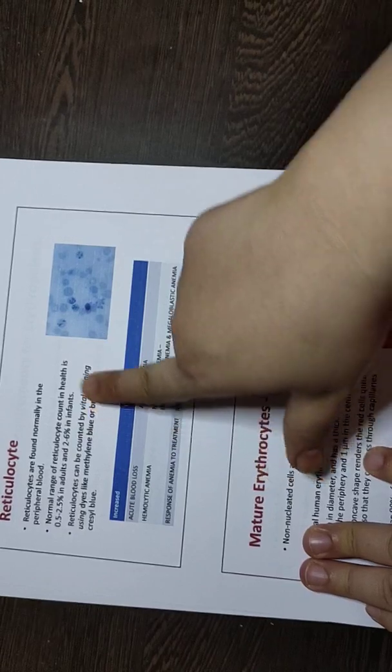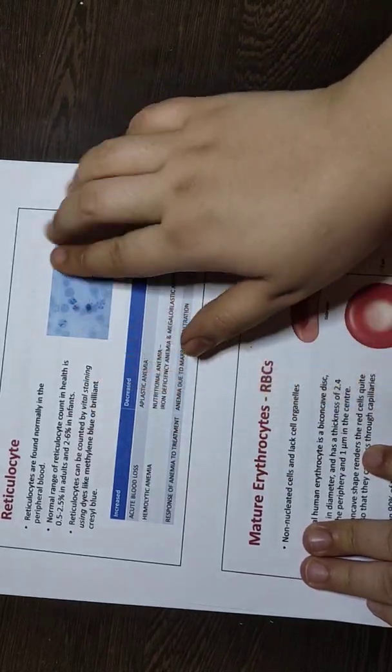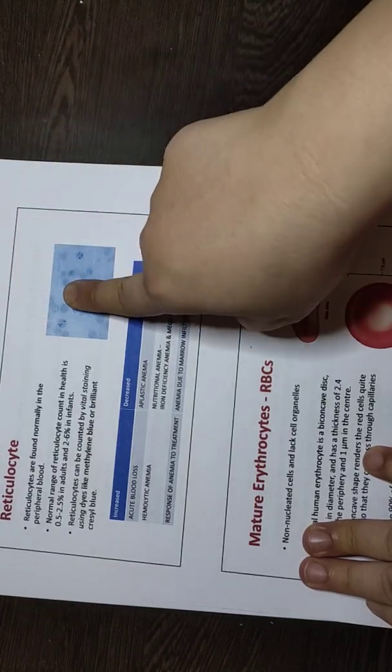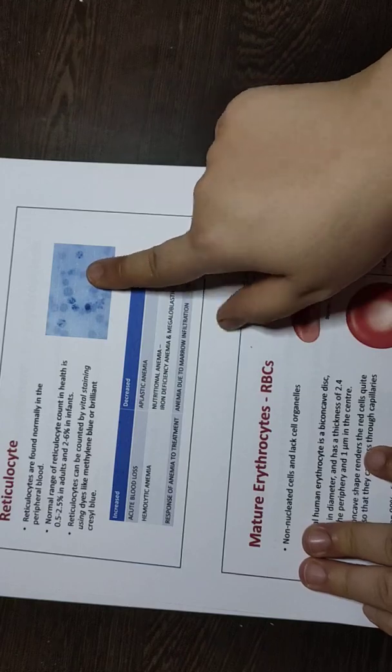Reticulocytes can be counted by vital staining. Okay, so we use a particular dye. Here we are using a dye called methylene blue or crystal blue. Hence it is blue in color, you can see. So we use a staining method.